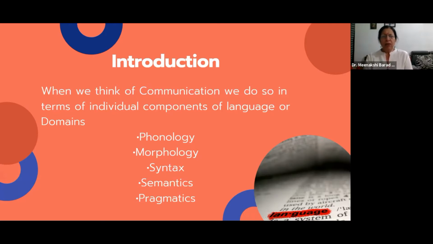So when we think of communication, we do so in terms of individual components of language or domains. I wouldn't like to spend too much time on this, of course. The phonology, which is the study of speech sound; morphology, the study of rules that govern how morphemes, or the minimal meaningful units of language, are used in a language. Then there's syntax, which are the rules that pertain to the ways in which words can be combined to form sentences in a language.